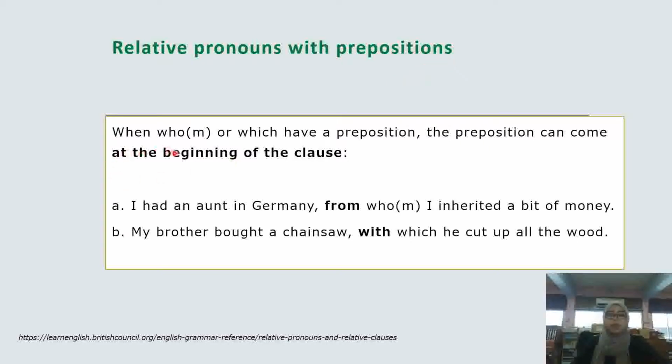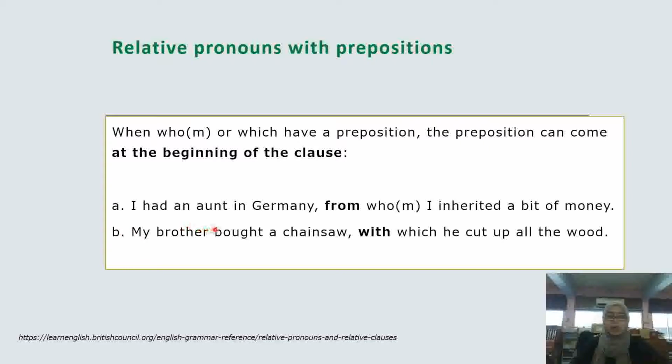When who, whom, or which have a preposition, the preposition can come at the beginning of the clause. Clause means a part of the sentence. So it can be at the beginning of the sentence. Let's look at the example.